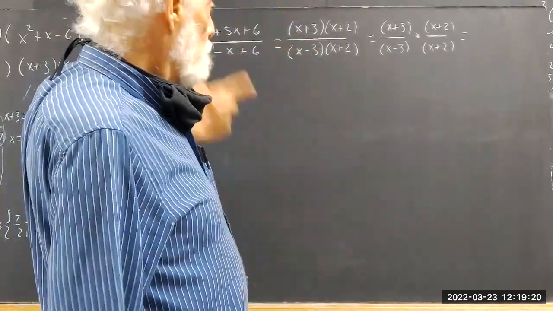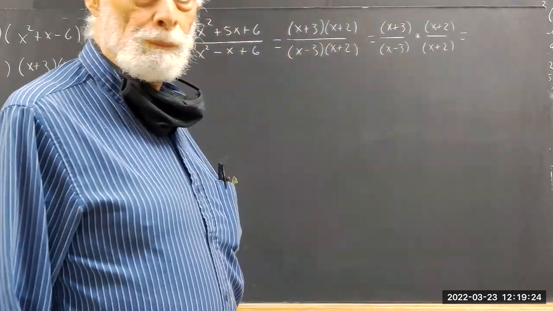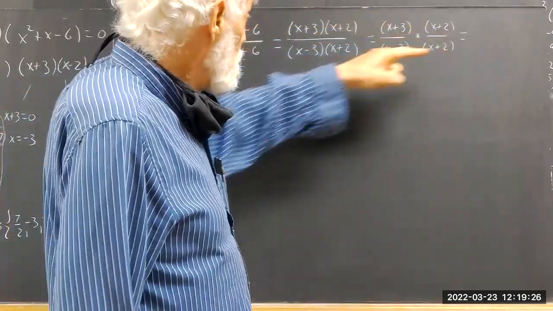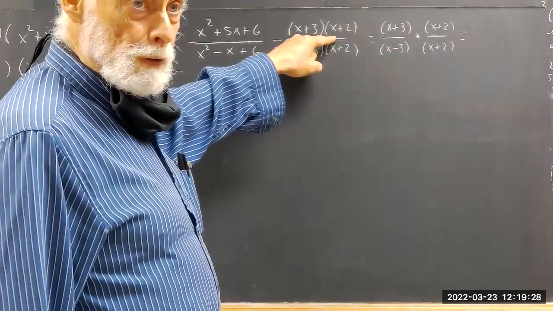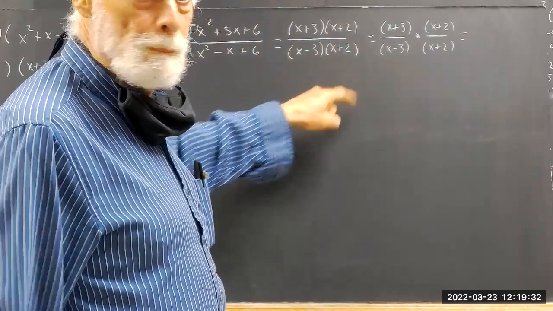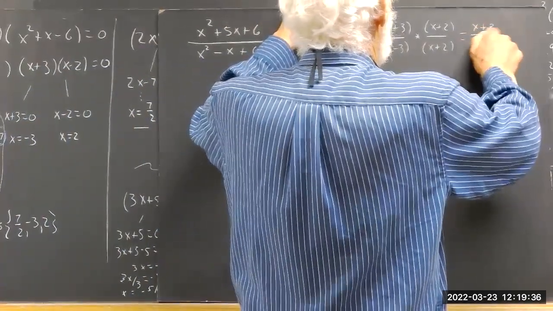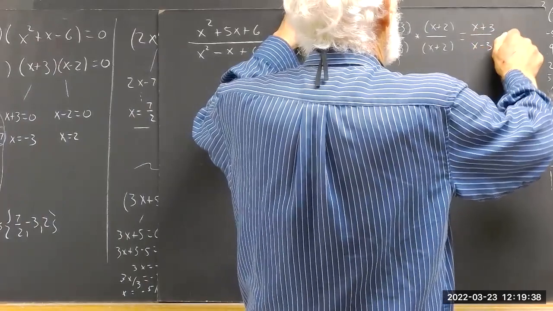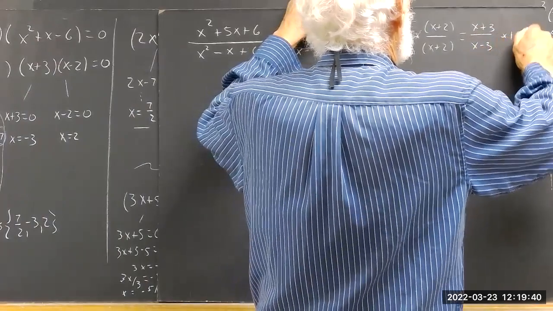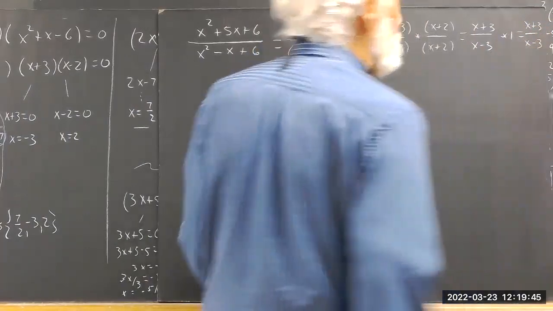Because, of course, in a fraction, you multiply the numerators and you multiply the denominators. If I multiply the numerators, well, clearly I get this. If I multiply these denominators, clearly I get this, right? So this is x plus 3 over x minus 3 times 1, which is just x plus 3 over x minus 3.